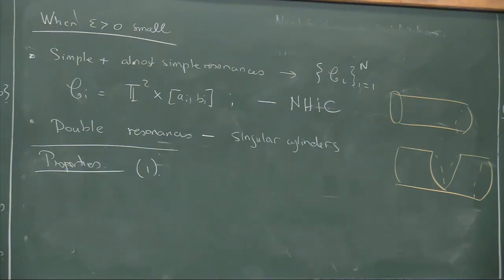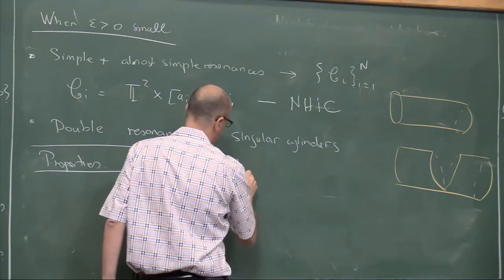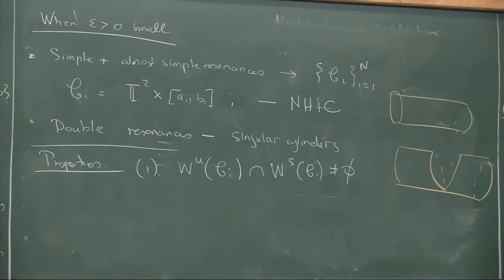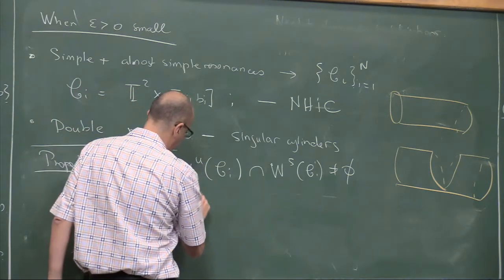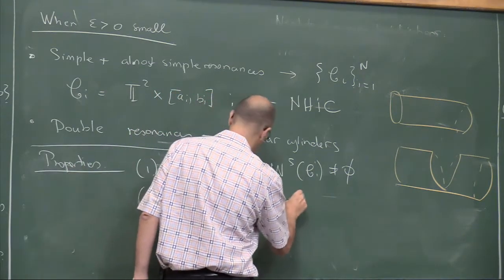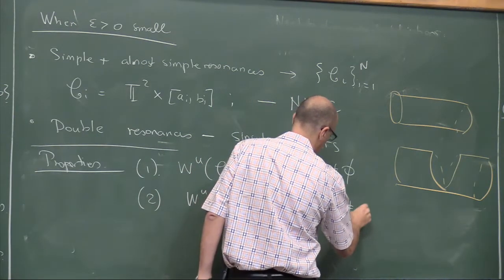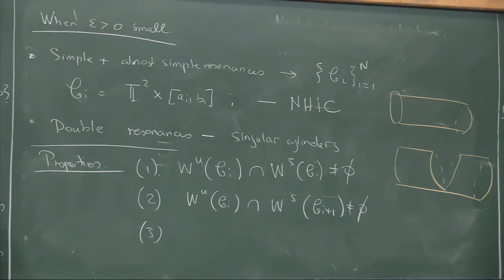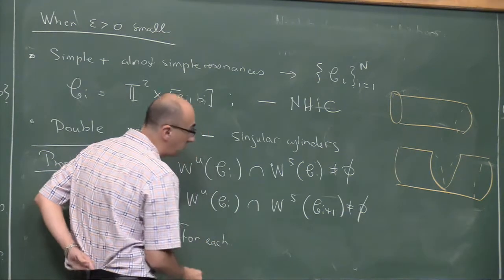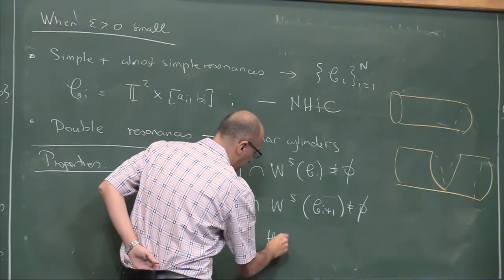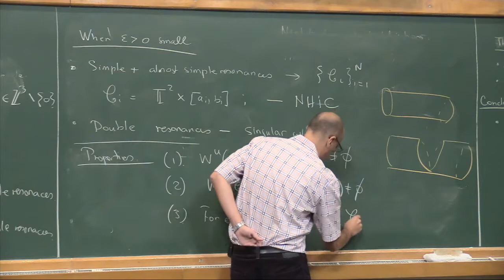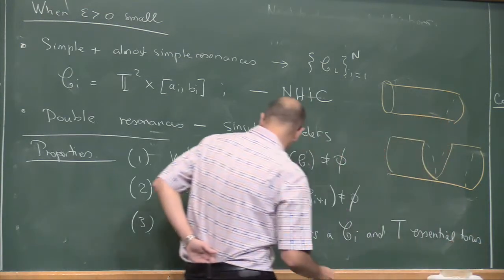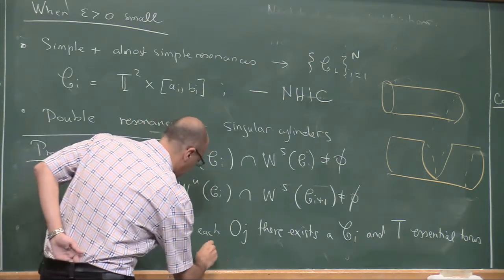For each singular cylinder that you have, there exist stable and unstable manifolds, which intersect. Also, the stable manifold of one cylinder is intersecting the stable manifold of the next cylinder in the chain. And another condition that you get out of this construction is that for each O_j, there exists a cylinder and an essential torus T on the cylinder such that T intersects O_j.